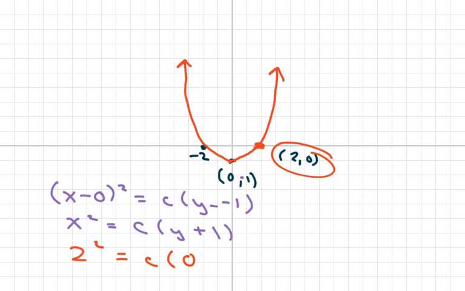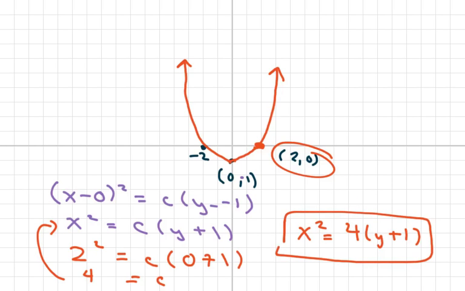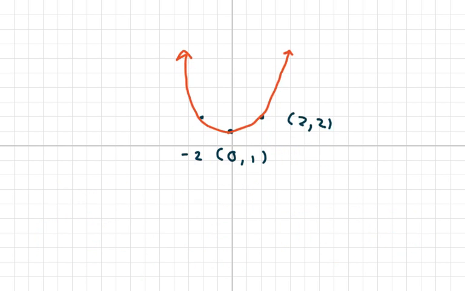Whoops, I'm on the wrong one. No, I'll just put 0. So I'm plugging in this point. 0 minus 1. Oh, plus 1. So I get c equals 4. So my equation is going to be x squared equals, plugging it back into here, 4 times y plus 1. Okay, the next one, I have this one.